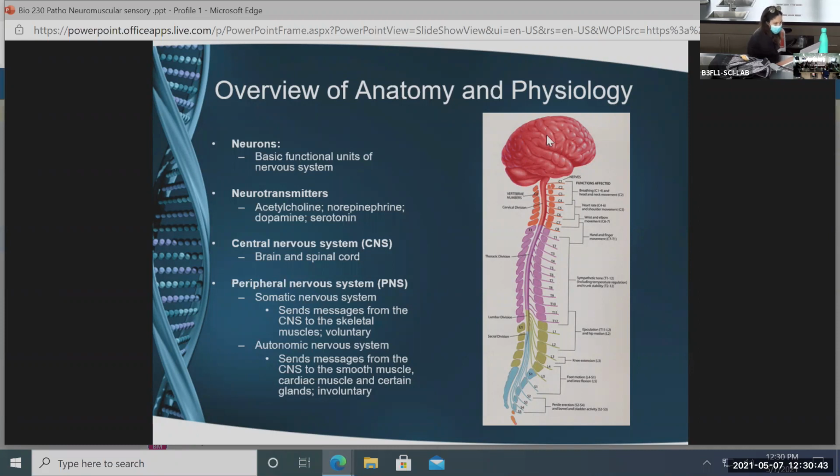Now, the other part, the autonomic nervous system, sends messages from the CNS to my smooth muscles, cardiac muscles, and glands. If you remember, I mentioned the glands. Smooth muscles, cardiac muscles, and glands become part of my autonomic nervous system. So somatic is 100% voluntary, autonomic is 100% involuntary. Please remember.